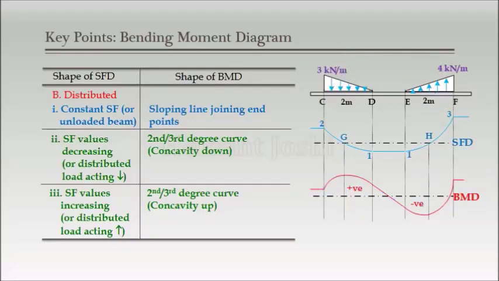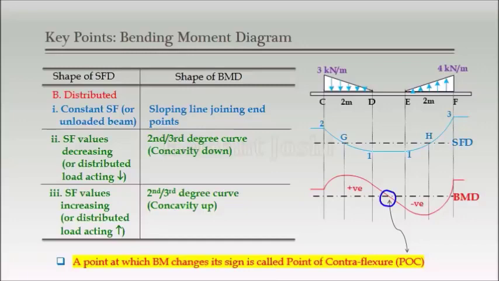But one more interesting point we have to think that whenever BMD crosses the point here, right, at this particular point bending moment changes its sign from positive to negative. Such particular point where bending moment is 0 and changing its sagging to hogging nature, that particular point is called as point of contraflexure, right?